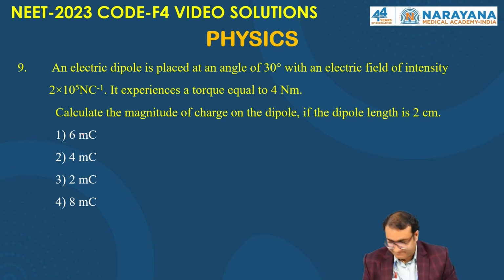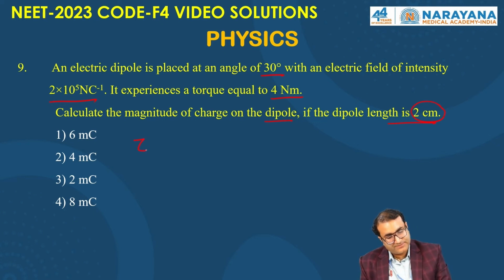In question number 9, a dipole is placed at an angle of 30 degrees with an electric field intensity of 2 into 10 power 5 Newton per coulomb. It experiences a torque of 4 Newton meter. You have to calculate the charge on the electric dipole. The dipole length is given to us as 2 centimeter, which you should convert to meter.